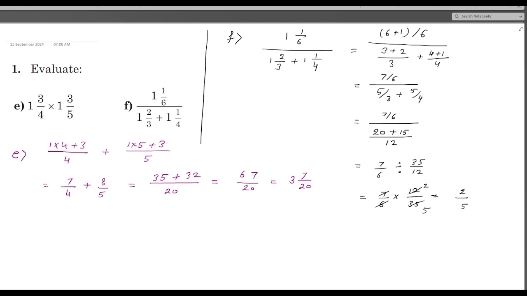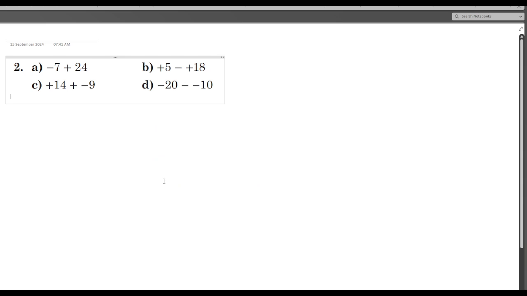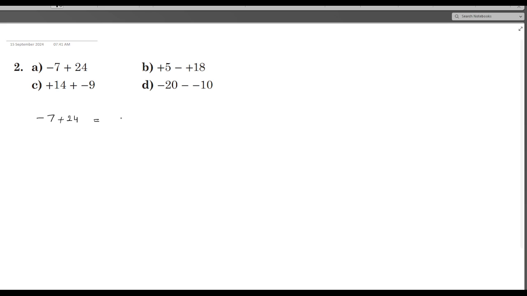Okay, now second question. Here first we have minus 7 plus 24. So one negative number, one positive number, we will take the difference. Difference here is 17. The greater number here is 24 with positive sign. So your answer will be plus 17. That is 17 only.